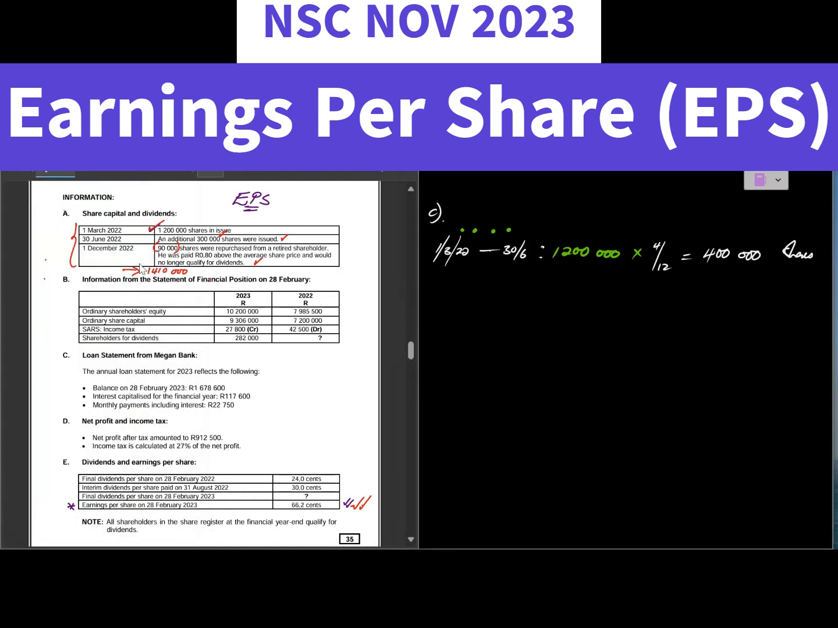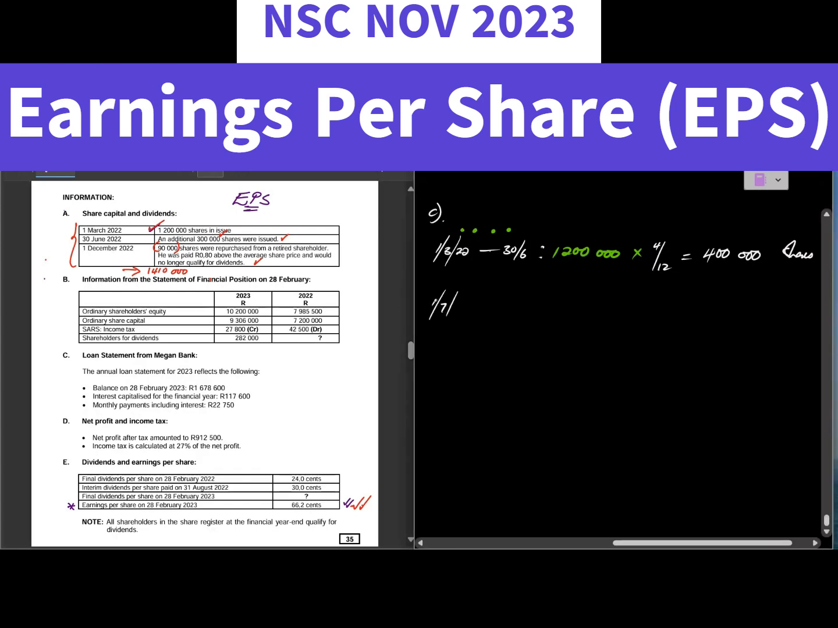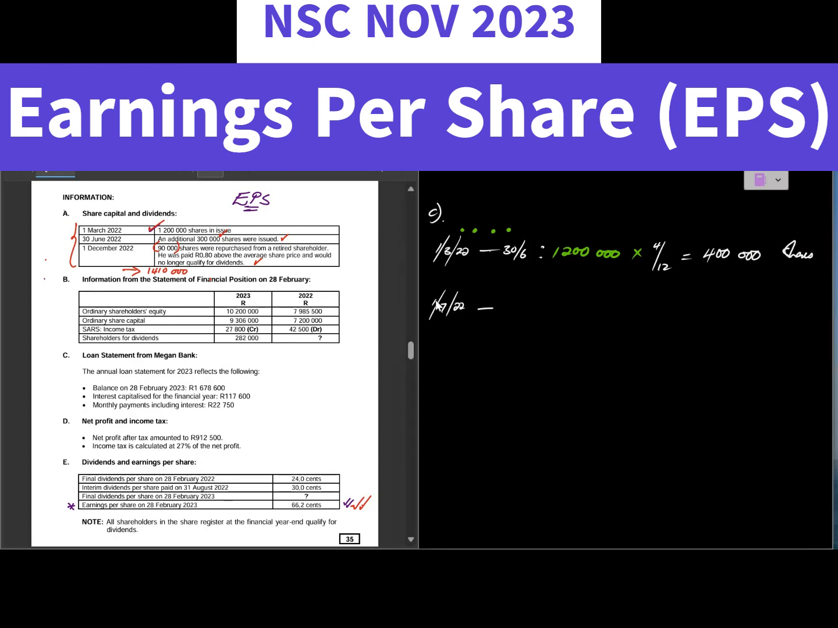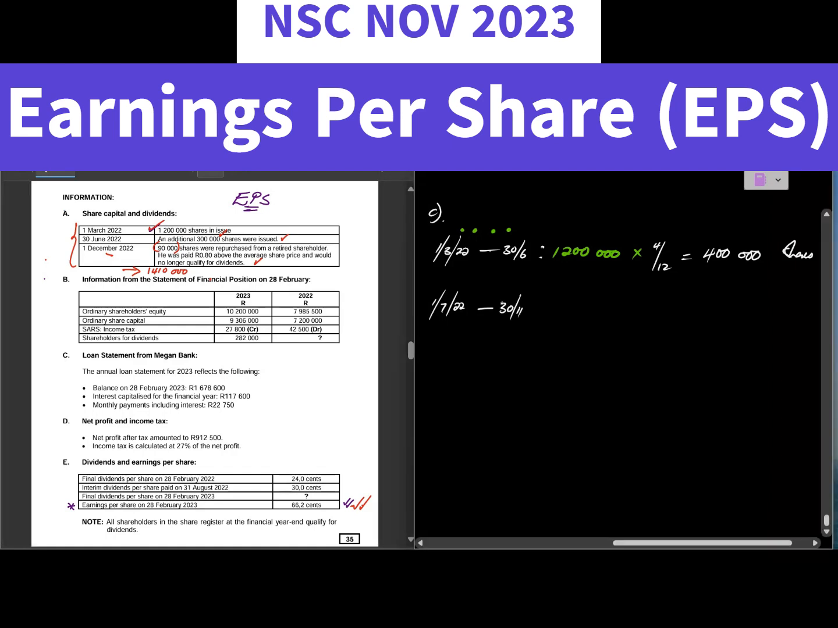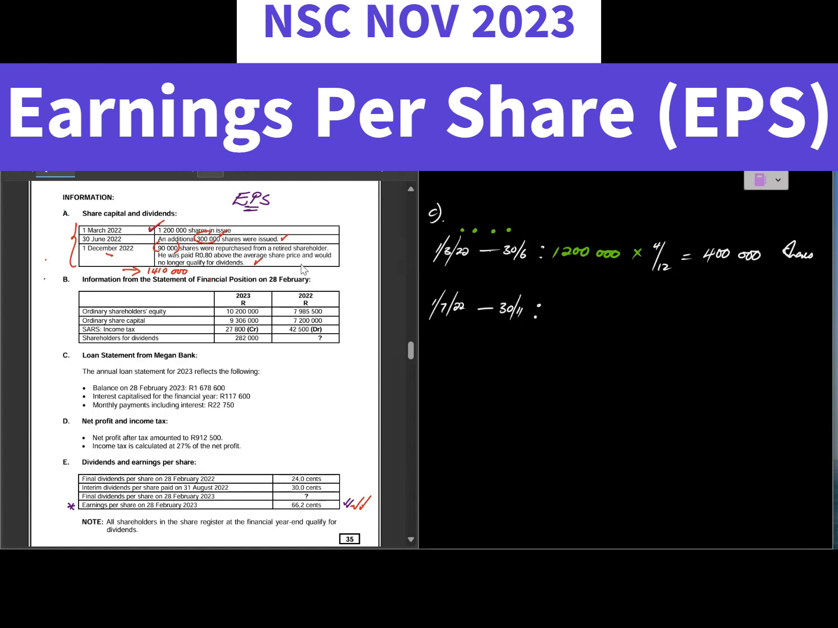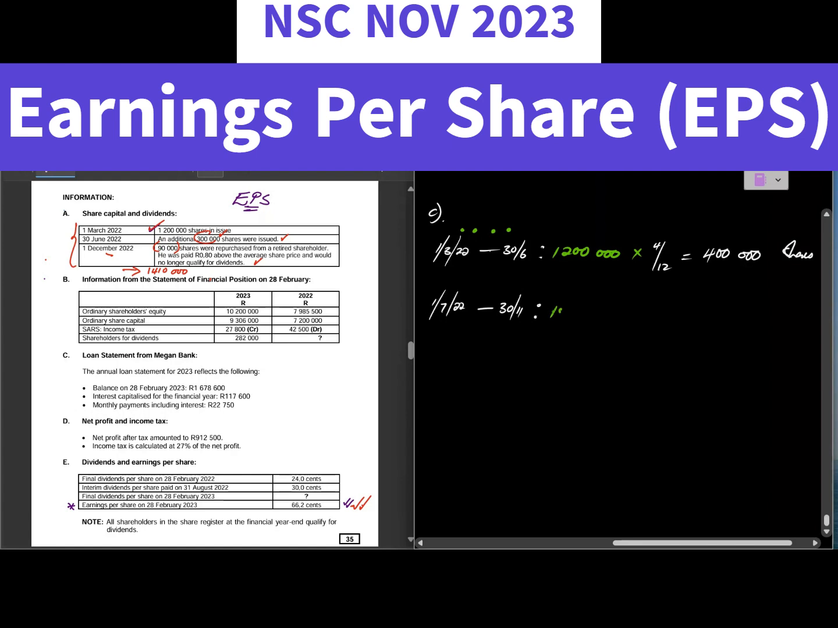And then, because we're getting to 30 June, that means from the 1st of July in the year 2022, until on the 1st of December, this is when new shares are being repurchased. So we're going to count until 30 November. So it's from the 1st of July until 30 November. All right. So how many shares are we having? We've added 300,000 shares. So it's 1.2 plus 300. That gives us 1,500,000 shares. So we have 1.5 million shares.